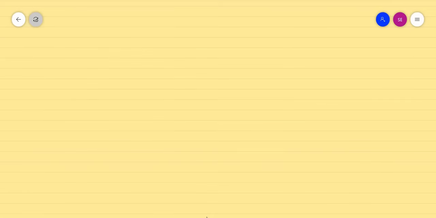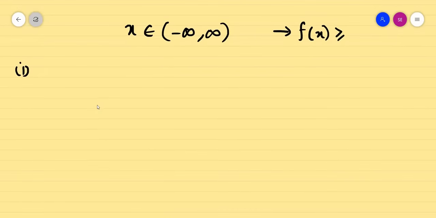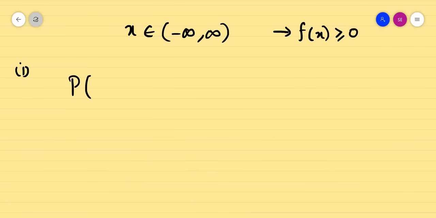Now for the continuous case, we need some formula. As I said, x belongs to minus infinity to infinity. We are going to define a function on it, and this function should be greater than or equal to 0. Is it clear? So now, what is the probability of x less than a? Can somebody guess? Yes, x less than a means my upper limit is a. What is my lower limit?